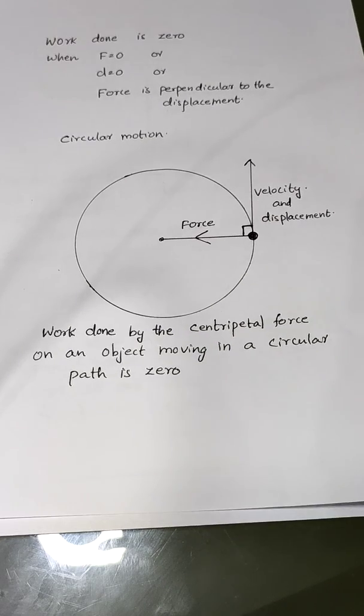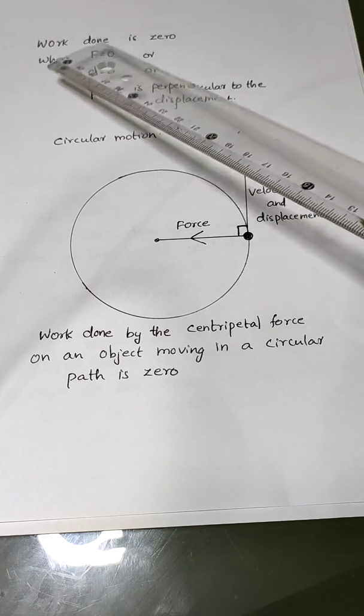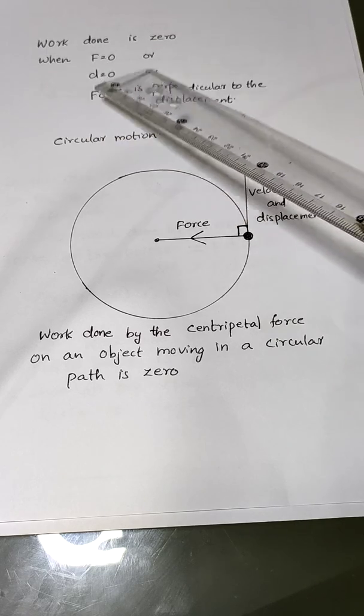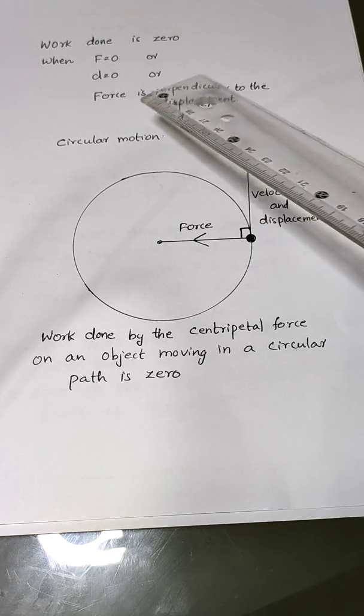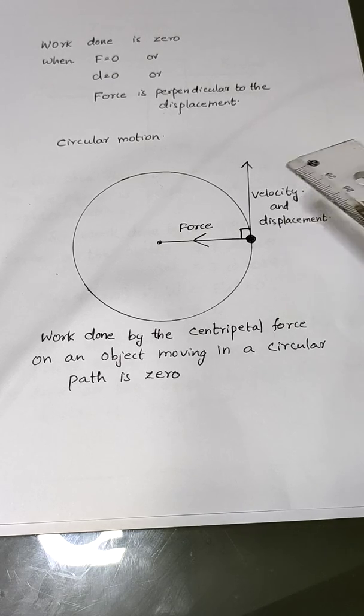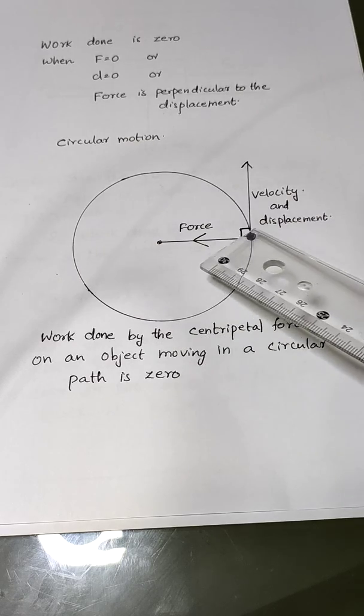Now, what are the different situations under which work done is zero? Work done is zero when there is no force, or there is force applied but the displacement is zero, or when force is perpendicular to the displacement. Take the case of circular motion.